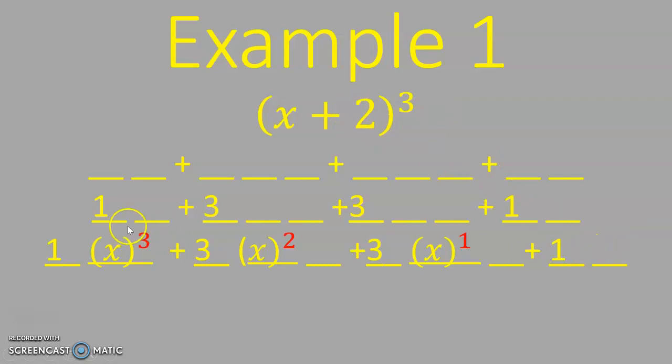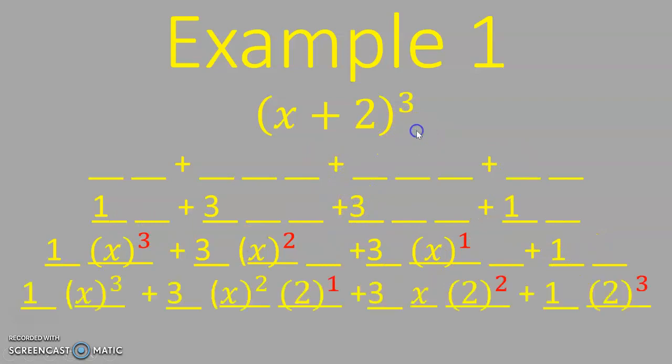The missing blank in each region, you're going to put with this 2. So the 2 goes backwards, to the third, to the second, to the first, and then again, we're not going to fool with 2 to the 0. So the first term goes left to right, the last term goes right to left, and then you just clean it up. So x cubed plus 6x squared plus 12x plus 8.